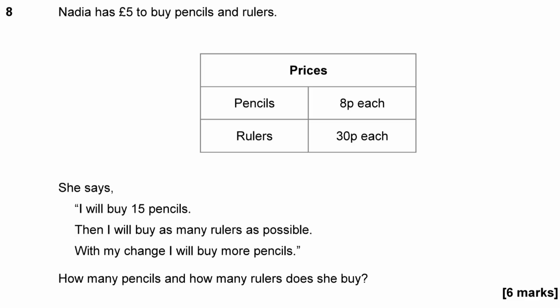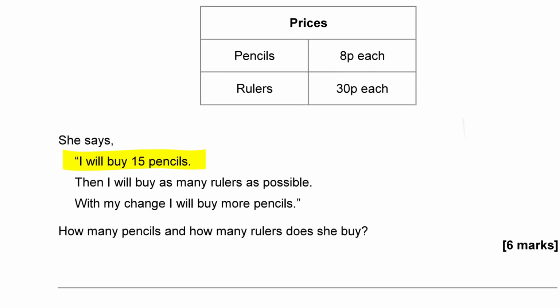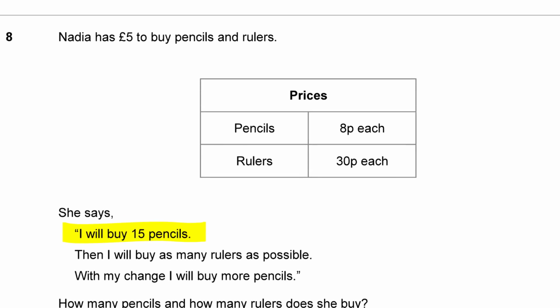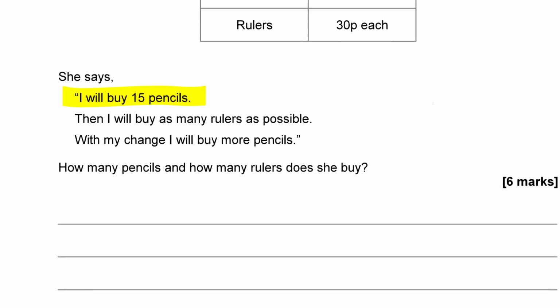First off, she says she's going to buy 15 pencils. So we need to work out what 15 times 8 is. I think I'm going to work in pence all the way through here. So I'm going to convert that £5 into 500p. That's probably the easiest thing. So I buy 15 pencils at 8p each, so I need to work out what 15 times 8 is. Well, I know that 10 eighths are 80 and 5 eighths are 40, so 15 eighths is going to be 80 and 40, which is 120.